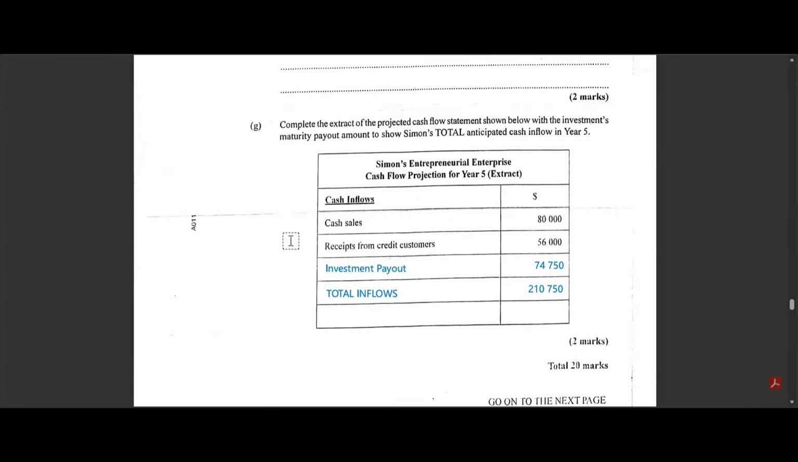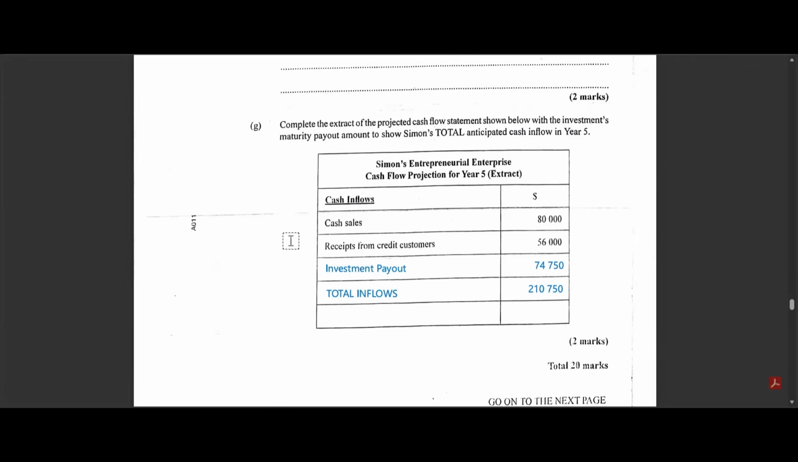So now, if we add those values together, the total inflows would have been 210,750, and that would have been his total inflows there, and that would have been your 2 marks, guys. 1 mark for putting in the investment payout, another mark for putting in your total inflows. There we go. Alright, so great job, guys. That would have been your answer for part G.